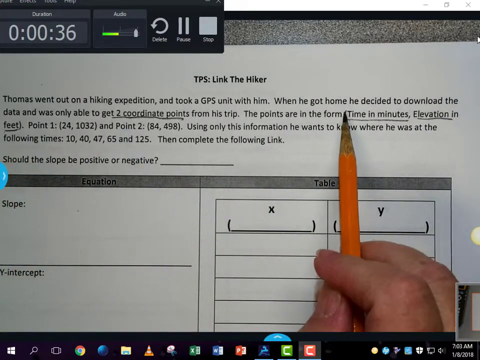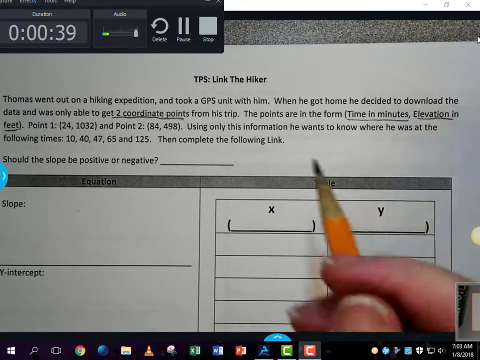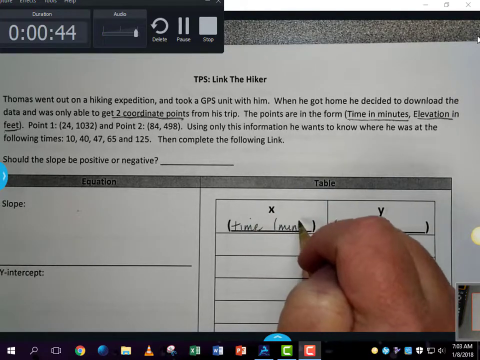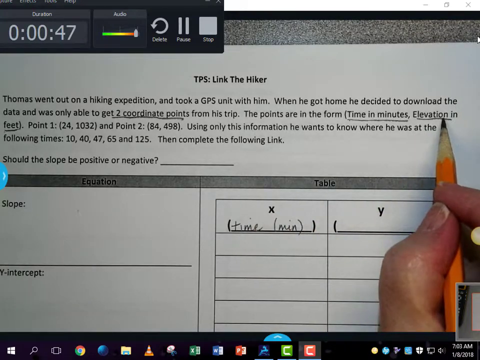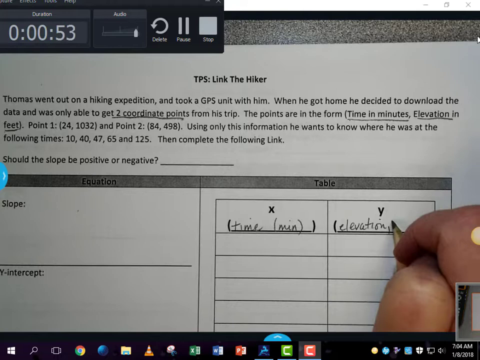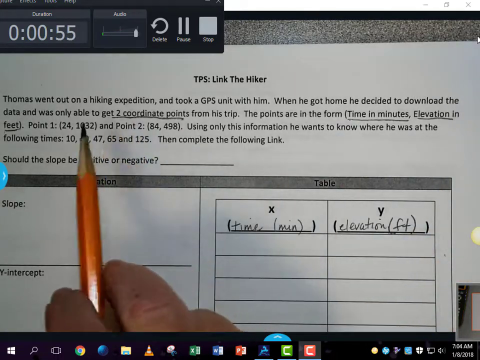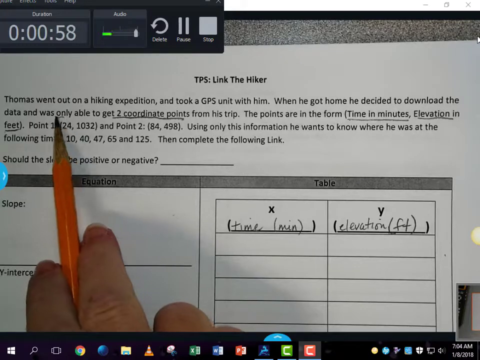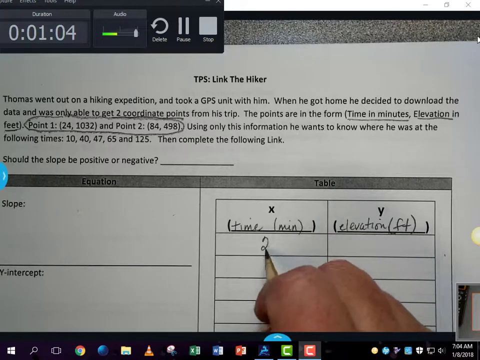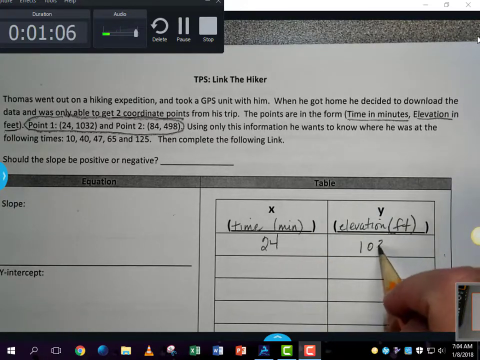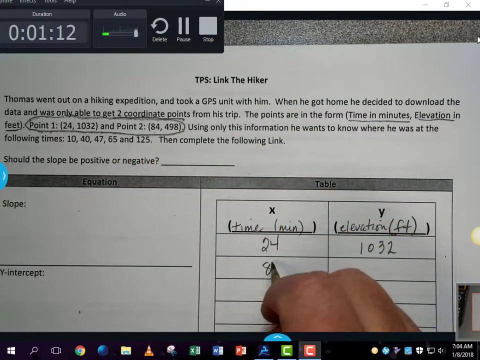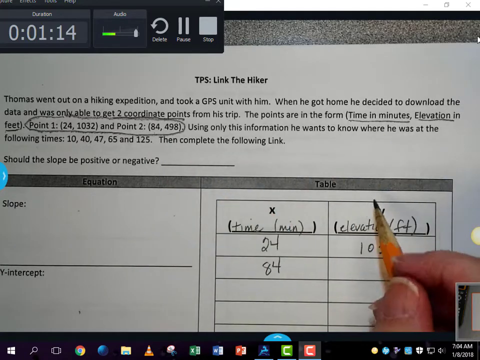So this is telling us automatically what our x and y values are. Our x is going to be time, in minutes, and our y value is going to be the elevation in feet. It goes on to tell us that the 2 points he is able to retrieve are these: at 24 minutes, he was 1,032 feet up, and at 84 minutes, he's at 498 feet.